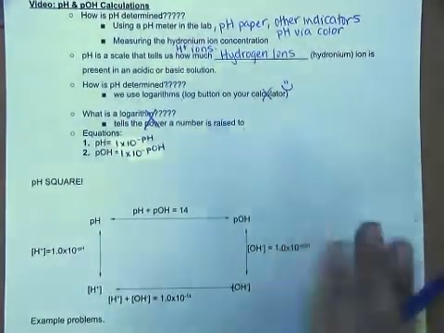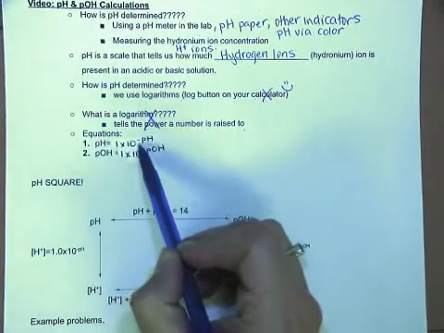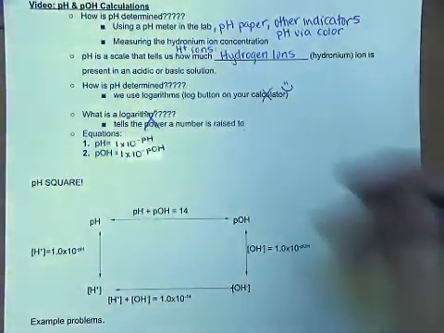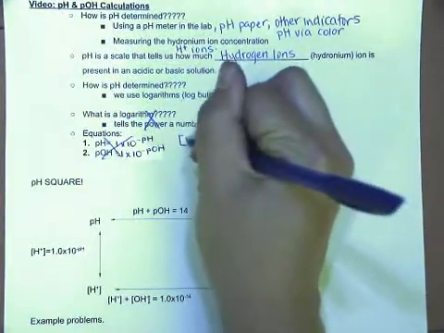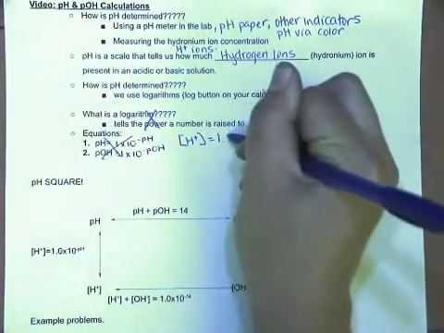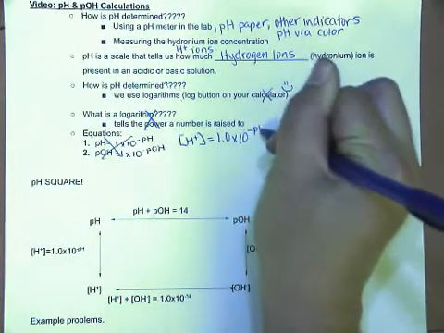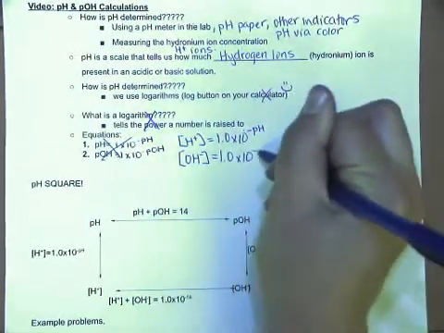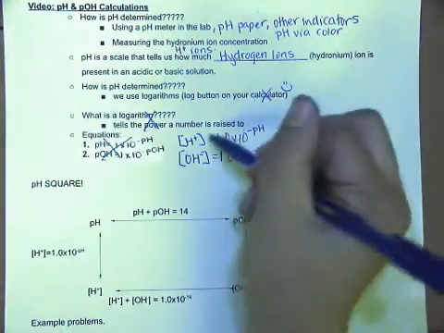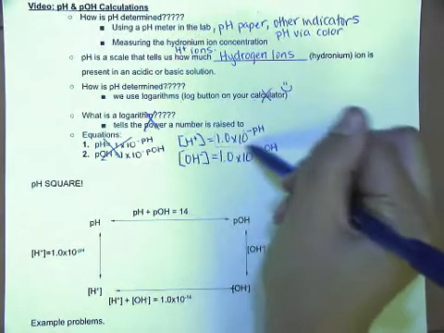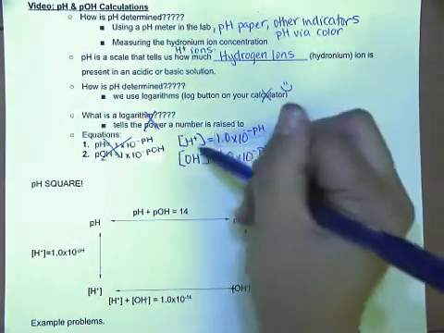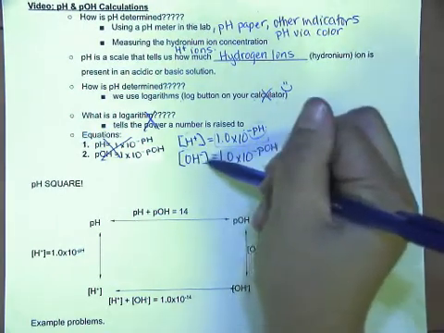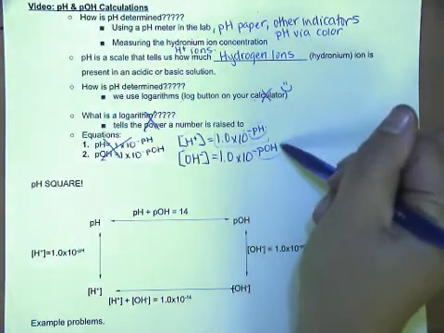There are a couple equations we need to know, and you'll be given them on your test. Our hydrogen ion concentration is equal to 1.0 times 10 to the negative pH. Our hydroxide ion concentration is equal to 1.0 times 10 to the negative pOH. Here, I can easily pull off my exponent: if I'm given hydrogen ion concentration and I want to find pH, I just pull off my exponent. Same thing if I'm given hydroxide ion concentration and I want pOH, I just go ahead and pull it off.